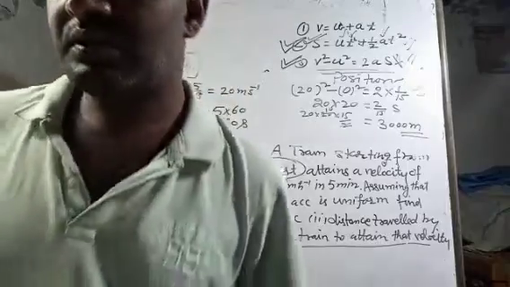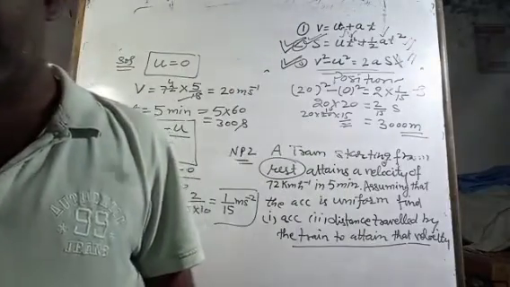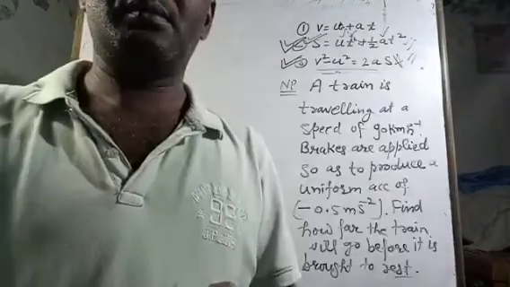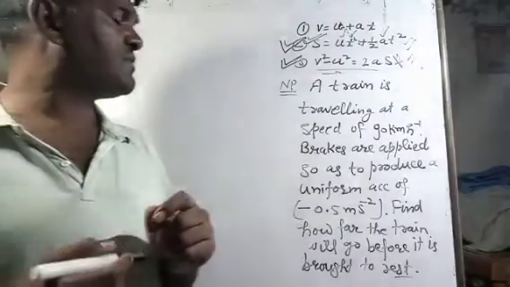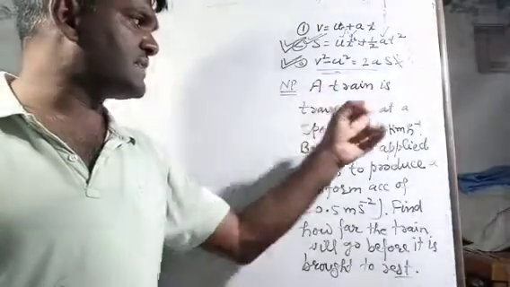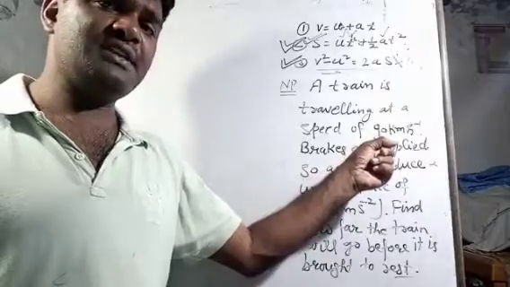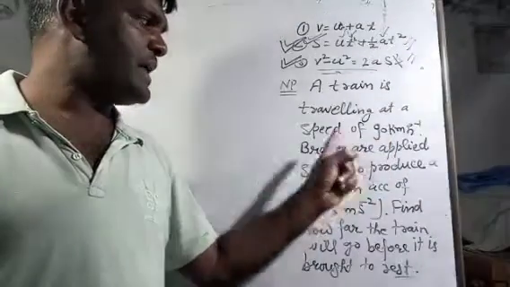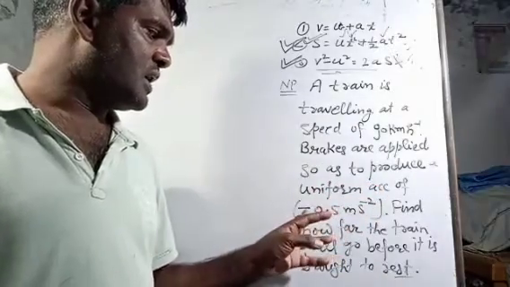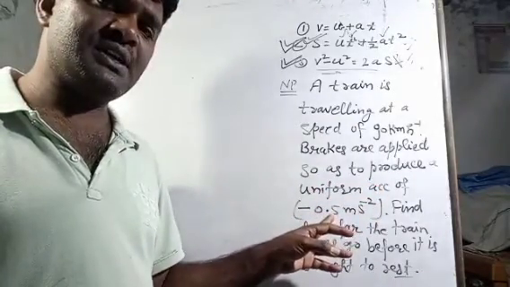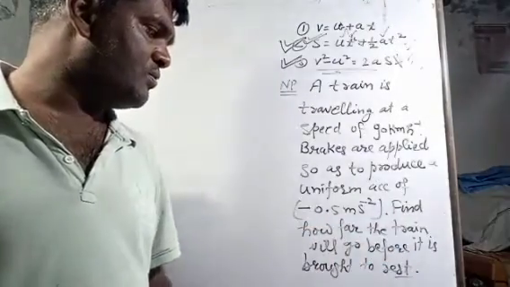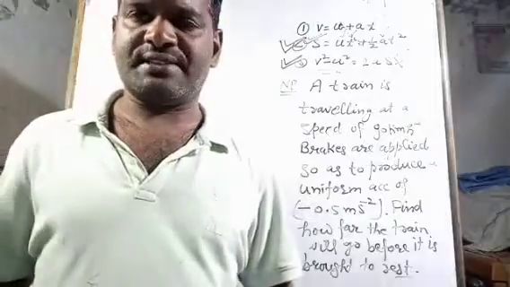So one more numerical is given here, and let me write the statement. Okay, next statement is ready for you my dear student, and statement is like that: a train is traveling at a speed of 90 km per hour. Brakes are applied so as to produce a uniform acceleration of minus 0.5 meter per second square. Find how far the train will go before it is brought to rest.